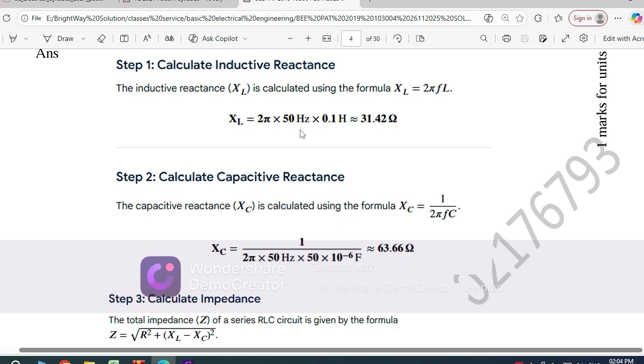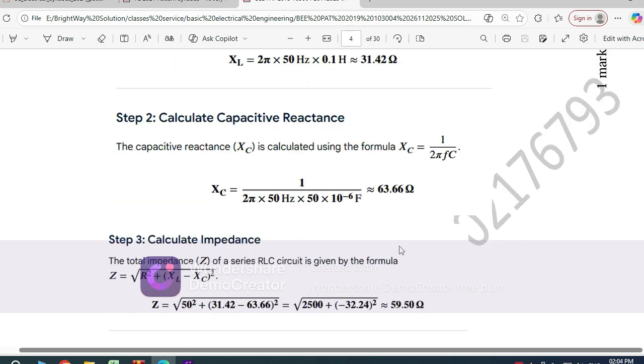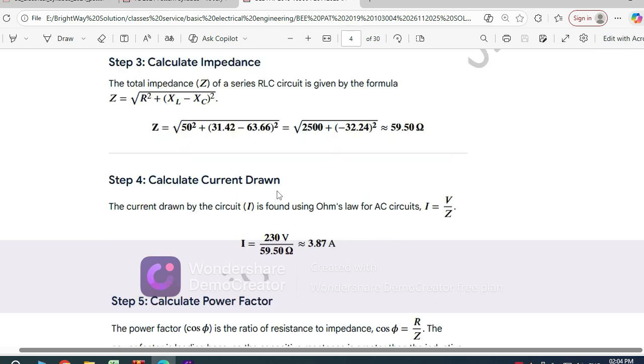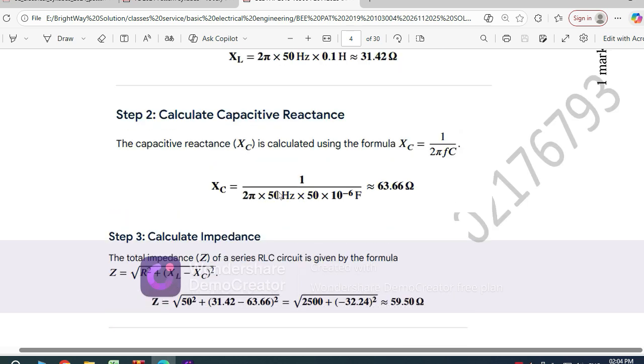Next, calculate capacitive reactance. One by one, you just calculate. The formula for capacitive reactance is XC equal to 1 upon 2 pi f C. Basic formula. The value we get is 63.66 ohm, just by putting in the parameters: 2 pi f with f as 50 hertz, and C as 50 into 10 raised to minus 6 farad, microfarad.